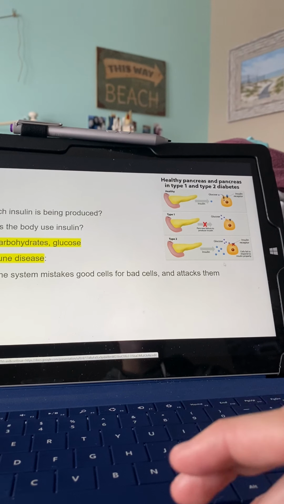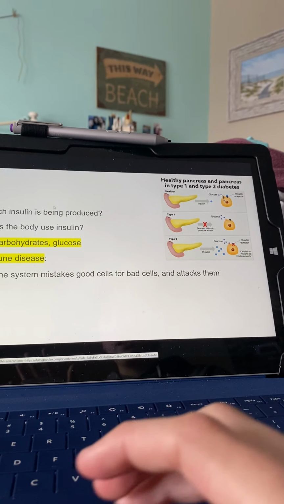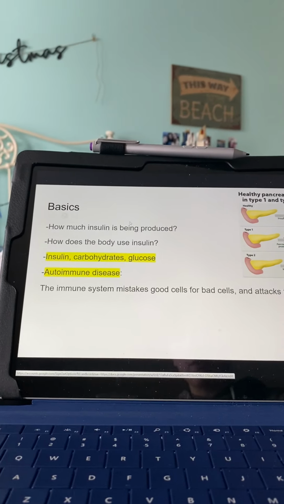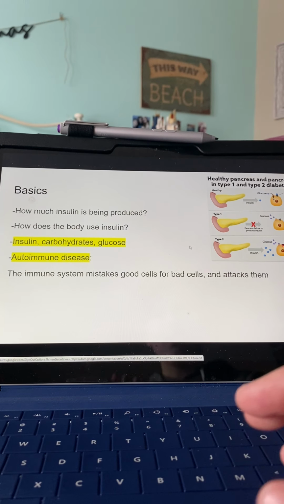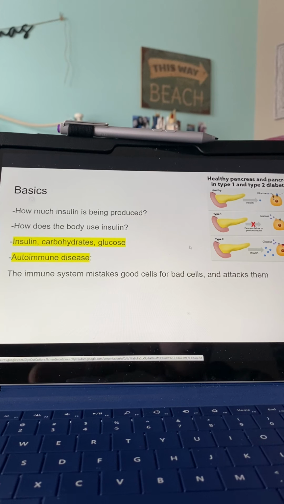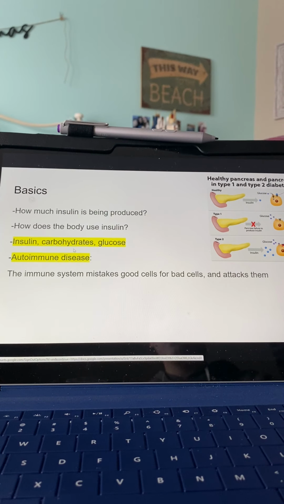In type 2, it is called insulin resistance. The body's not able to use the insulin as it should. So it depends on how much insulin is being produced, and then how the body is using the insulin. There's another type we're going to talk about too, but in type 2 diabetes, the body's not able to use insulin, hence the phrase insulin resistance. We use our insulin to break down those carbohydrates to get energy in the form of glucose.